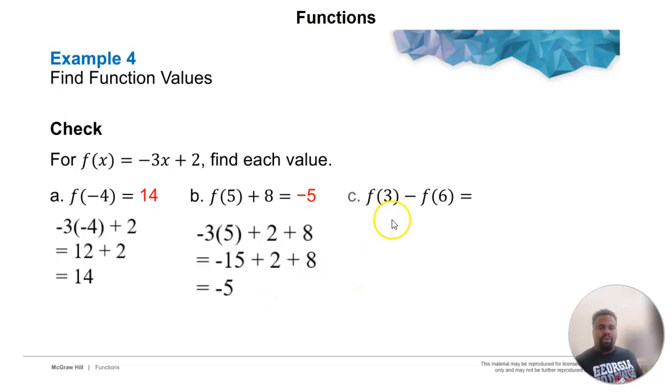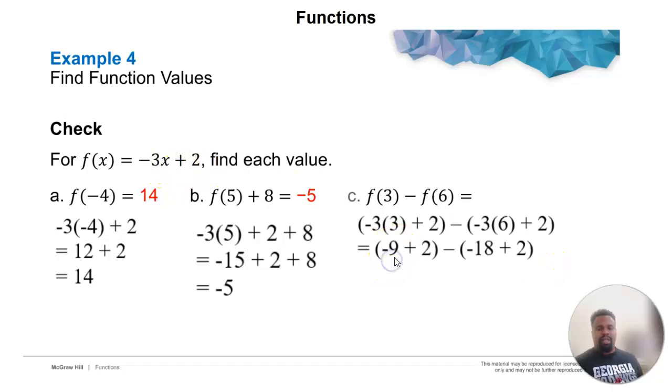And then for this one, we're going to do -3 times 3 plus 2 minus -3 times 6 plus 2. -3 times 3, that's -9. So -9 plus 2. -3 times 6 is -18. So -18 plus 2. And then we do -9 plus 2, we get -7. -18 plus 2 gives you -16. So we do -7 minus -16, you get 9. So 9 will be our value here. All right.